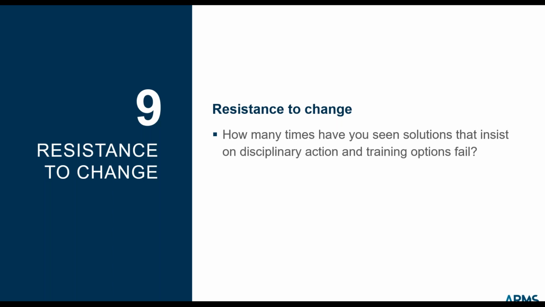How many times have you seen a solution that insists on disciplinary action and training options which fail? This is one thing that's very important going forward into an investigation. In general, in any investigation that I'm leading, and I have actually had multiple ones, part of the cause is the fact that an individual did something wrong. But unless it is malicious intent, unless they were trying to cause a problem, that is not the point of an RCA, because I believe that you all have had an off day. I know that I have.